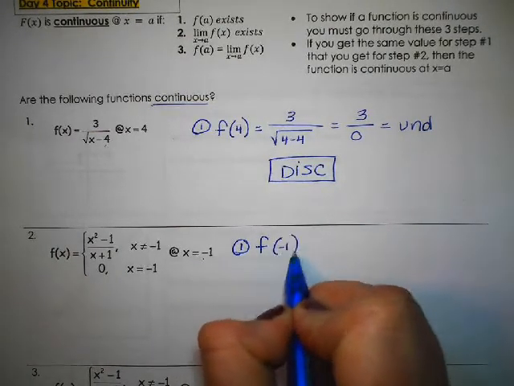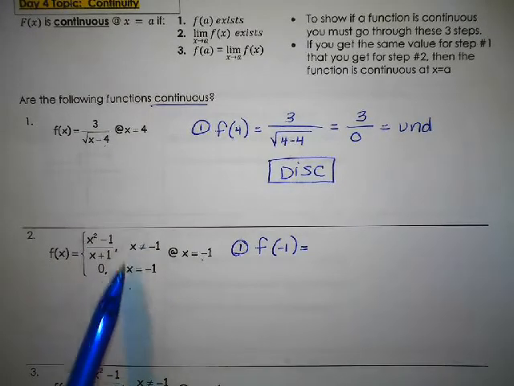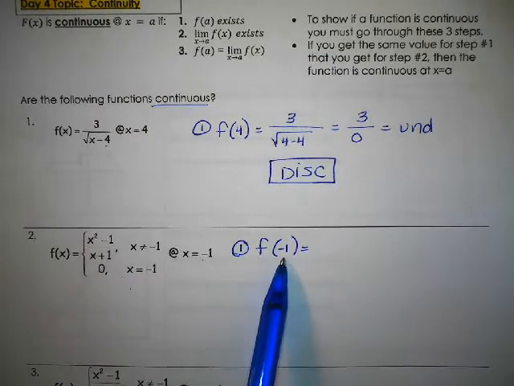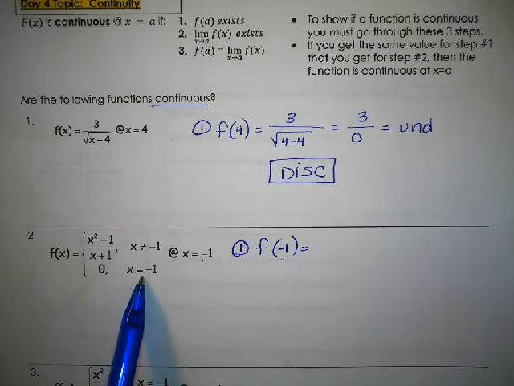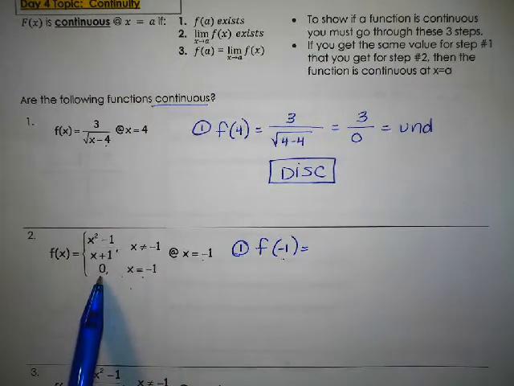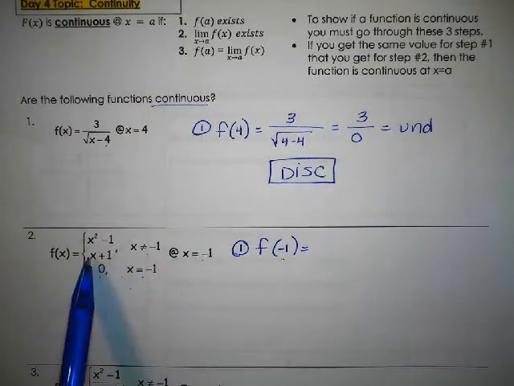So f of -1. Now, because it's piecewise, I have to decide which piece to use, the top or the bottom. Well, I'm looking for f of -1. This tells me when x equals -1, the answer is always 0. When x doesn't equal -1, I have to use this fraction.